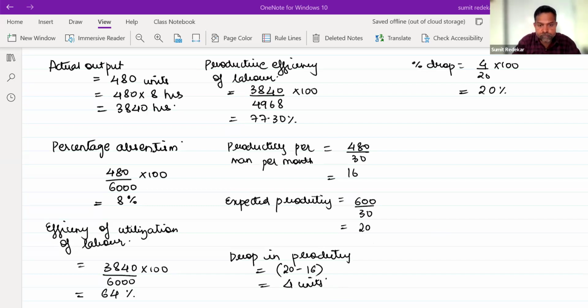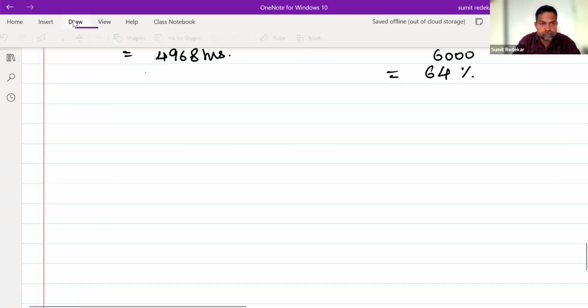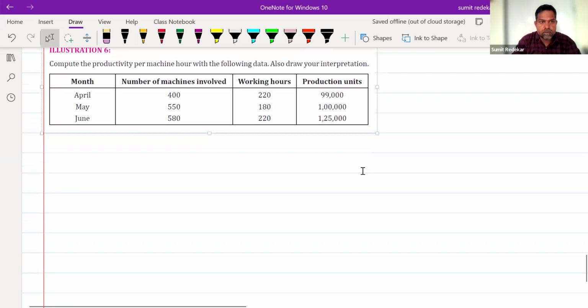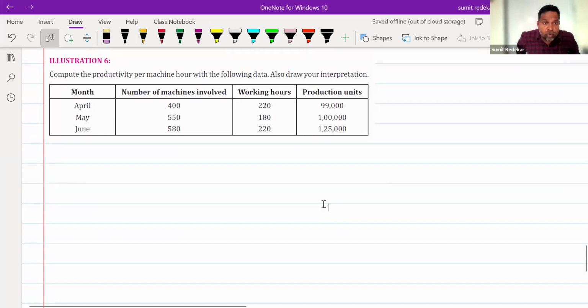Moving on to question number 6. What does the question say? Compute the productivity per machine R. How productive is machine R for you? With the following data. Also draw your interpretation. We almost had an exactly same question that we did the last time in the institute material.